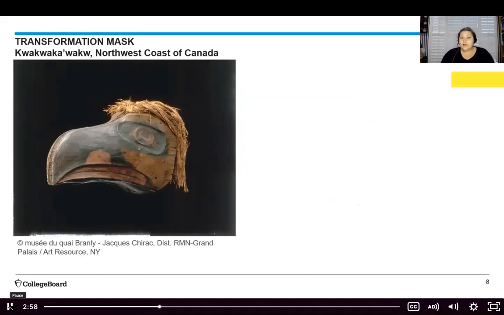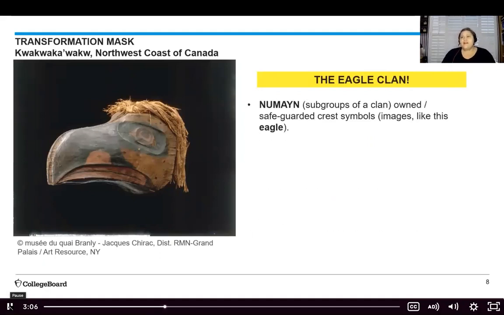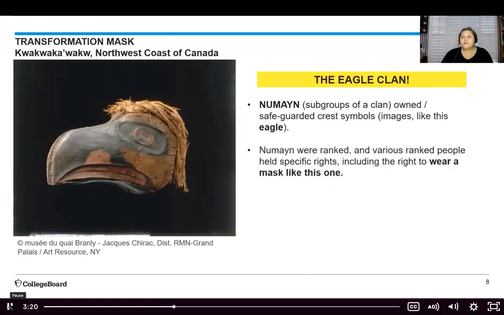If you guessed eagle, you're totally correct. This is an eagle mask. It is thought that within these subgroups, within the Numayma, they owned images. They safeguarded images. They kind of had like logos that represented their families. So this eagle was like this particular clan or Numayma's logo. Within a Numayma, within a subgroup, think of them as kind of families, they were ranked. And there were only certain individuals who held the rights, including rights to wear masks like this one, to kind of own this logo that belonged to their family.